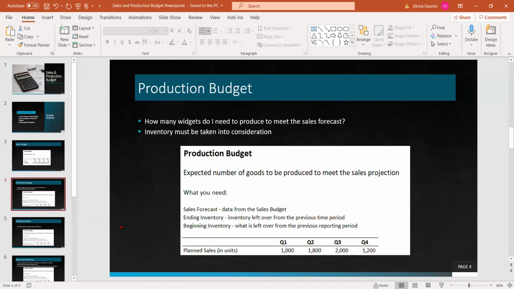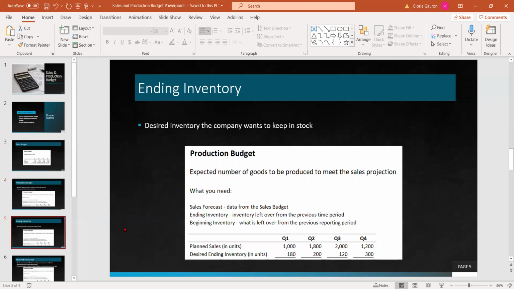So for the production budget, you're answering the question, how many widgets do I need to produce to meet the sales forecast? As you can see here, we have Q1 through Q4, and that information came from the sales budget. So I want to produce 1,000 in Q1, 1,800, 2,000, and 1,200 through Q4.